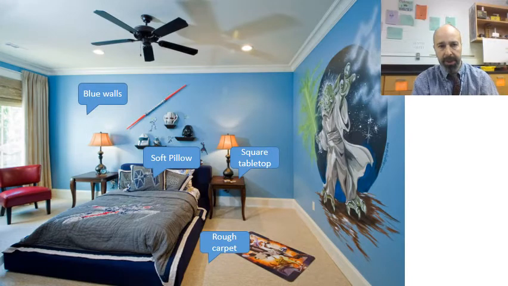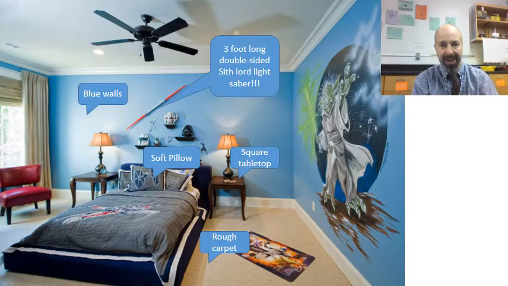It has maybe some soft pillows if you touched them, and it has a squarish looking tabletop and maybe a carpet that kind of feels rough on your feet and a 3 foot long double-sided Sith Lord lightsaber. Well, all of these things that we're talking about here are what are known as physical properties.